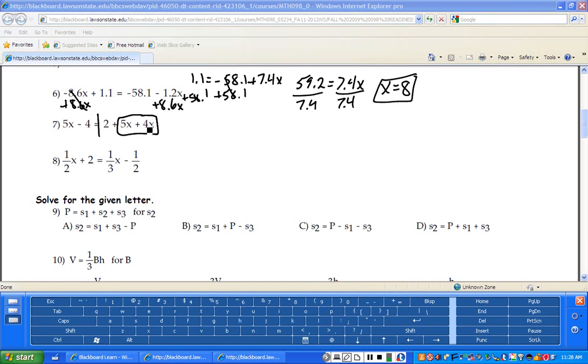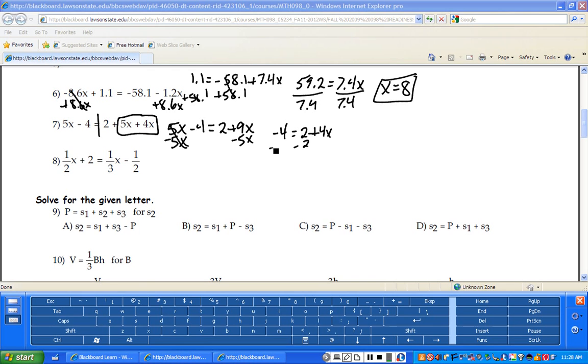5x plus 4x is a 9x. So when you simplify, you end up with 5x minus 4, which is what you see over here on the left side, equals 2 plus 9x. Okay. Variable still on both sides of the equation, moving the smaller to the bigger. So minus 5x, minus 5x. So that cancels. For 9x minus 5x is 4x. So negative 4 equals 2 plus 4x.